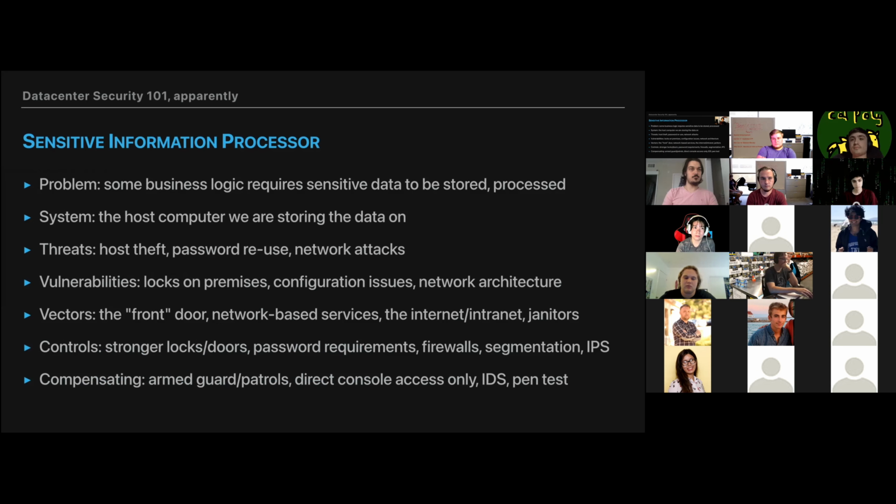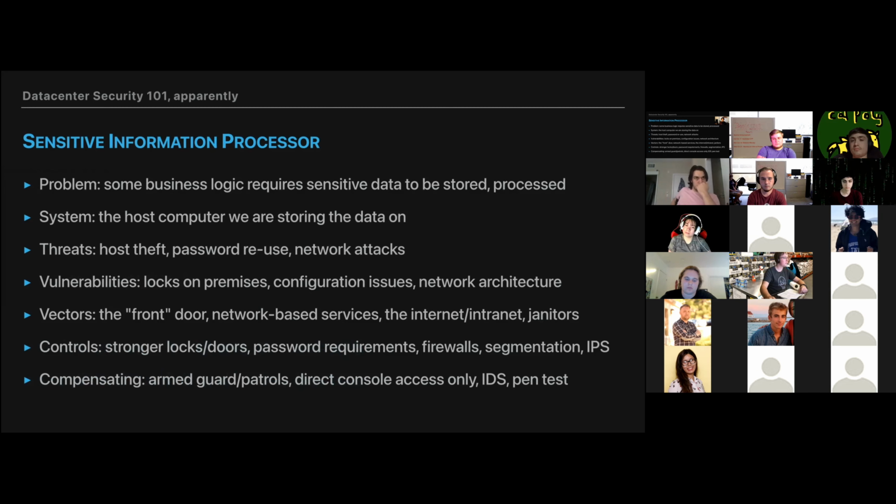The system is usually the host computer or application or server or whatever service it's running on. And let's say you have some threats. Maybe someone walks into your data center and steals your host or the hard drive. Or maybe you have user accounts, and there's password reuse on the system. Maybe you're worried about network attacks, right? People coming into the network, abusing the services and poking around to see what they can do.